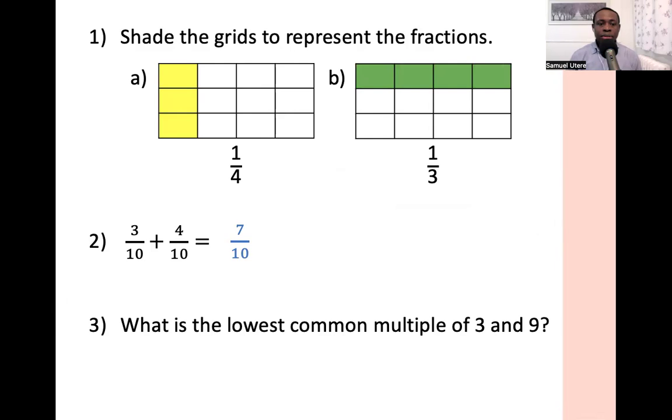Now, what is the lowest common multiple of 3 and 9? It is simply doing your 3 times table and your 9 times table. The lowest number that you see, the very first number that you see in both times tables, is the lowest common multiple.